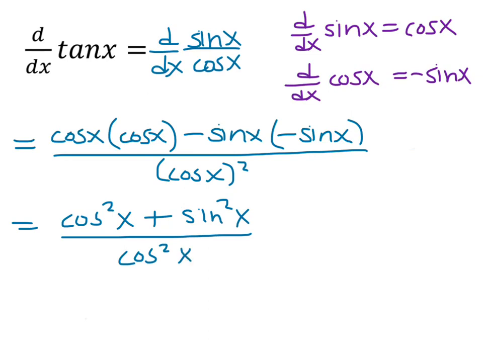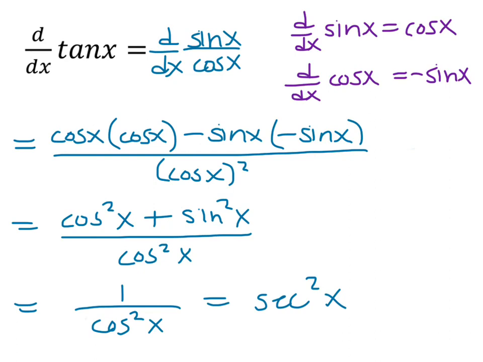And whenever you see a sine squared x plus cosine squared x, we can replace that with 1. That is a Pythagorean identity. So we have 1 over a cosine squared x. There's a reciprocal identity. 1 over cosine x is secant x. But when the quantity is squared, 1 over cosine squared, it is equal to secant squared. So the derivative with respect to x of tan x is equal to secant squared.